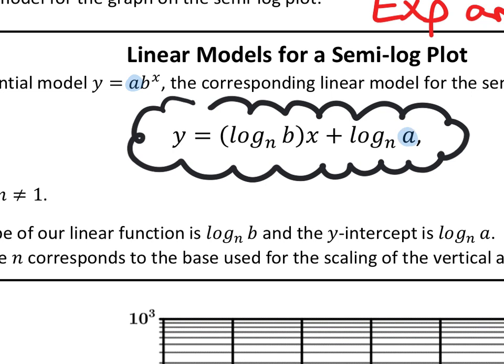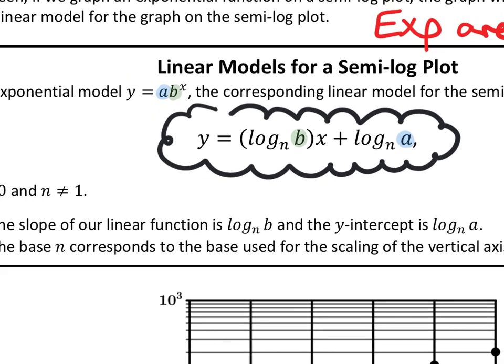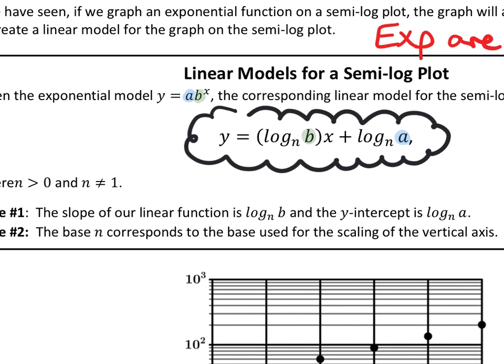In your exponential model, you have b. That b tracks over here. Those letters have stayed the same. That's where we're getting the a and b from. The n corresponds to the base used for the scaling of the vertical axis. That's down here. The base n corresponds to the base used for the scaling of the vertical axis. That's where we're going to get this number from.